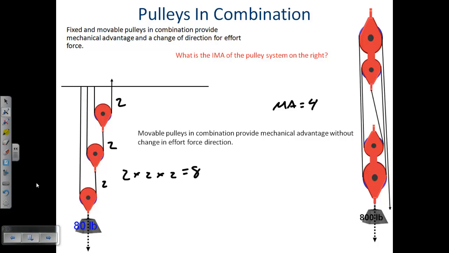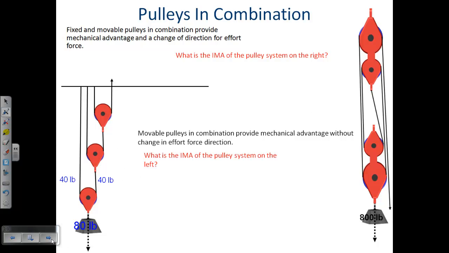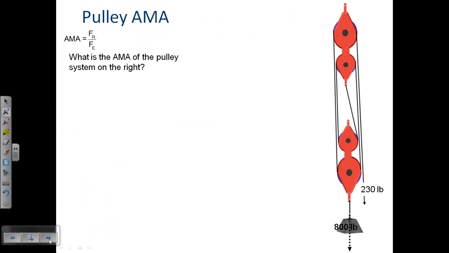Okay, now these are ideal mechanical advantages. So the actual mechanical advantage is going to be the same thing. You have the force of the effort over the force of the resistance, and you should be good to go. Okay, so this one's split into 40, 20, and 10. So what is the actual mechanical advantage of this pulley?